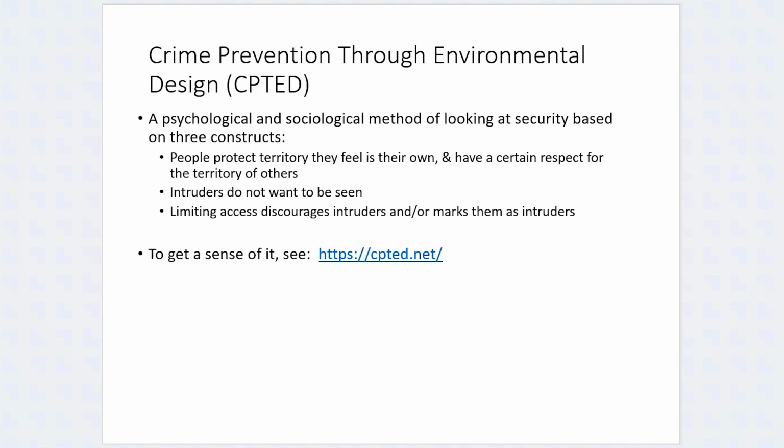That intruders don't want to be seen indicates a need for lit areas, recorded areas, for example, and by limiting access, you can discourage intruders or know when you have an intruder. So it's about understanding how to design an environment so that intruders can either be discouraged or identified quickly.